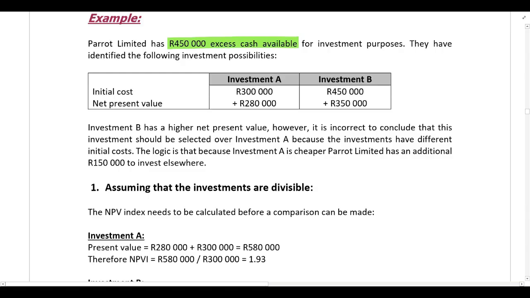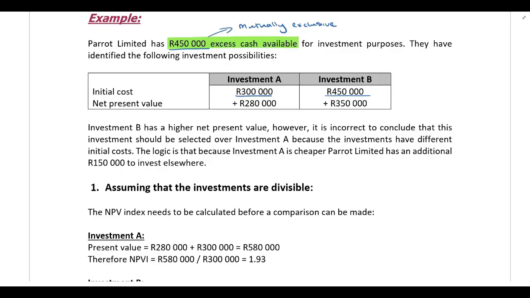So we can see Parrot does not have enough money available to select both investments. If they wanted to go for both investments, that's going to cost them 750,000 Rand. They've only got 450,000 Rand excess cash available. So they can only select one of the investments, meaning that we are dealing with a mutually exclusive decision once again. And when we are dealing with a mutually exclusive decision, I said to you, you should select the alternative with the higher net present value.